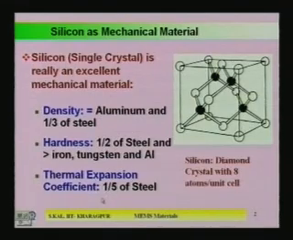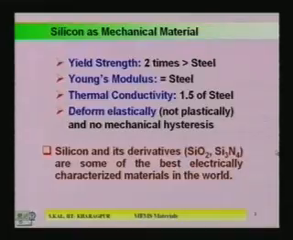Thermal expansion coefficient is half of steel. That is a good thing, that is, thermal expansion coefficient is not very high. Other properties are yield strength 2 times greater than steel, Young's modulus almost equal to steel, thermal conductivity 1.5 times that of steel, deformed elastically, and remember not plastically. The difference between elasticity and plasticity has been discussed in the last lecture. So, it deforms elastically and it has no hysteresis.